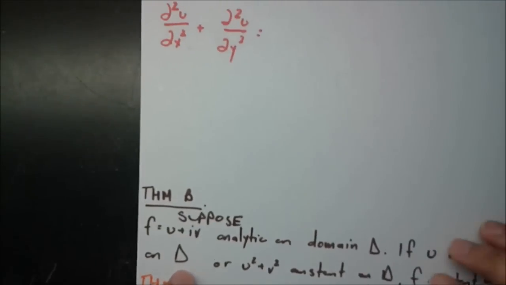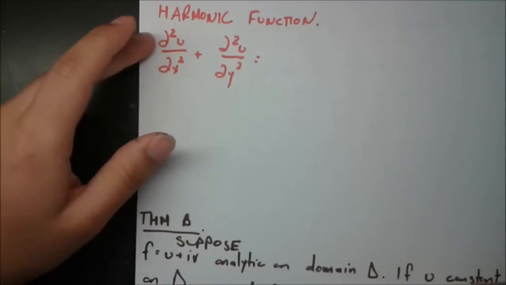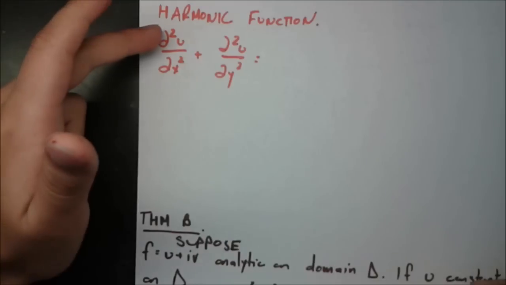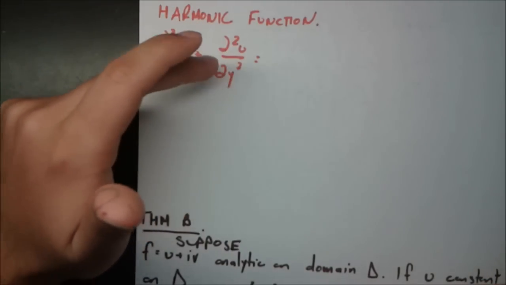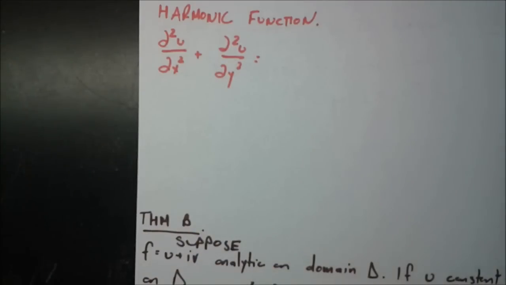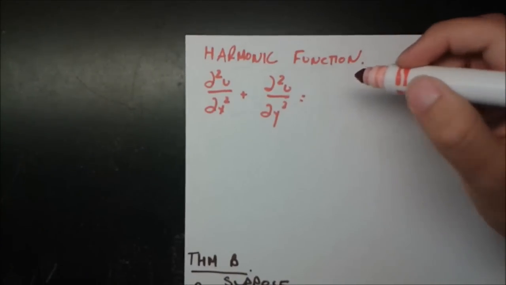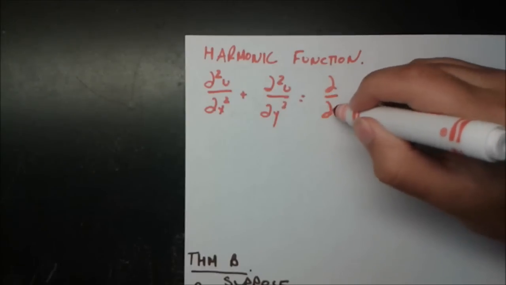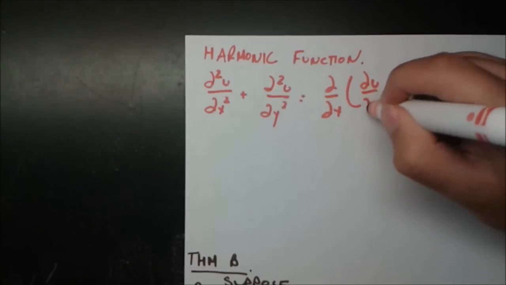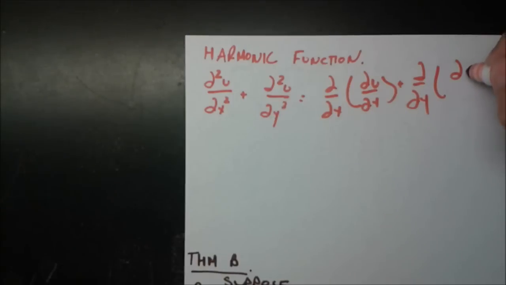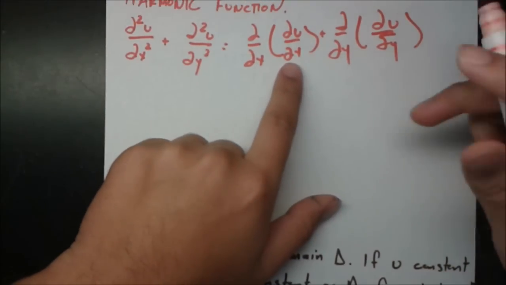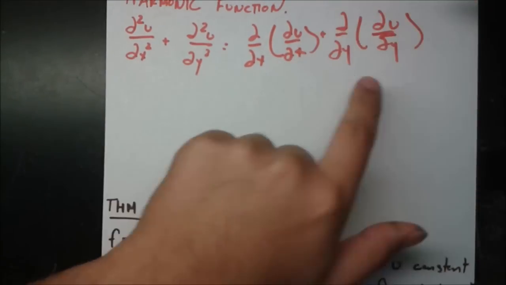So now the next thing we'll talk about is harmonic functions. I've written here the second partial derivative of u with respect to x plus the second partial derivative of u with respect to y, and we're adding them together. This looks kind of messy, but let's try to break it down. So we have d dx of du dx plus d dy of du dy. Now we're going to rewrite this du dx and du dy with the Cauchy-Riemann equations.